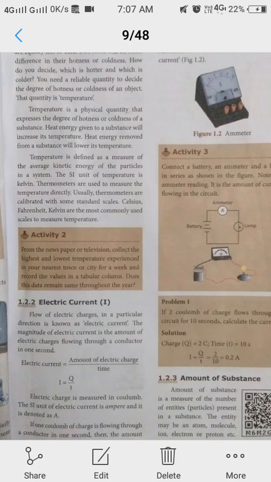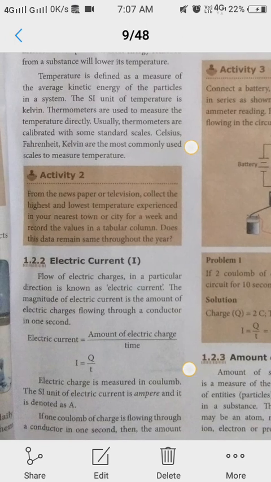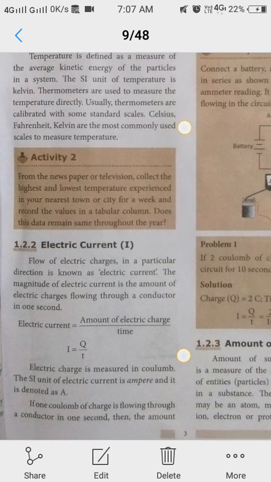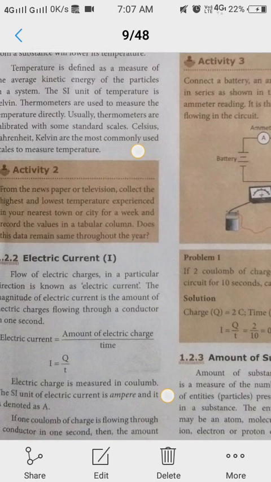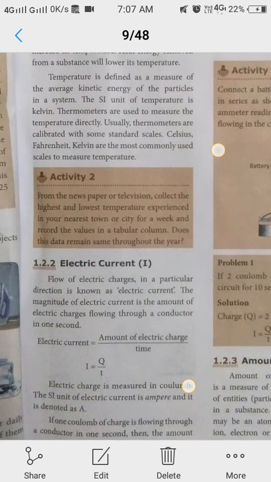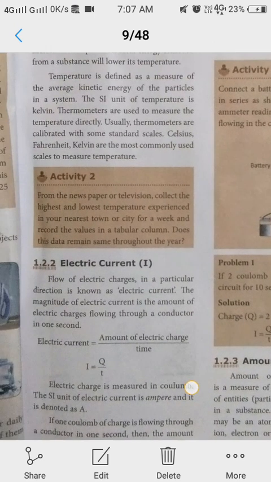Hi students, in this class I am going to teach electric current, amount of substance and luminous intensity. First we will see about electric current.